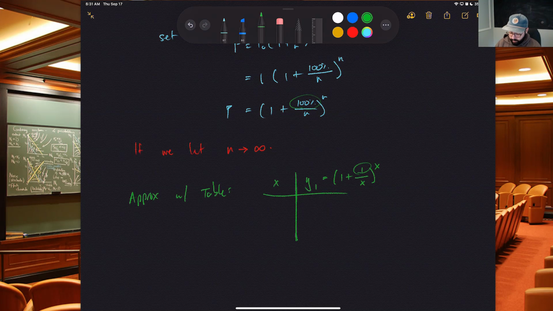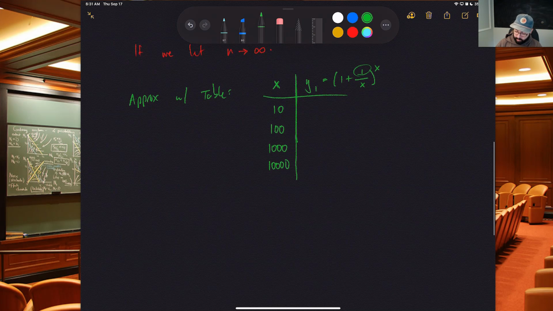And start to input some values here and see what happens as you let x go to infinity. So in other words, let x be 10 times per year, 100 times per year, 1,000 times per year. Maybe try 10,000. It might break your calculator, honestly. Or you could probably get some more room on that. Try 30,000 times a year.